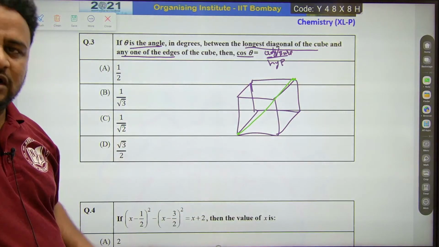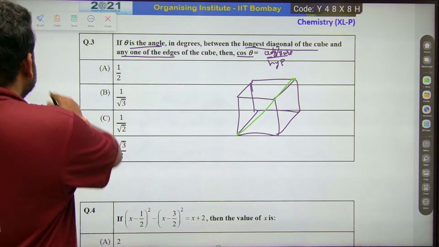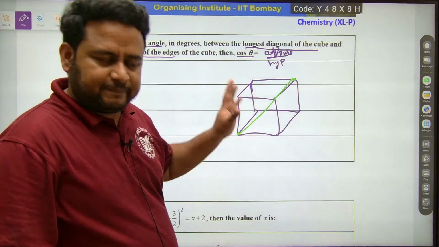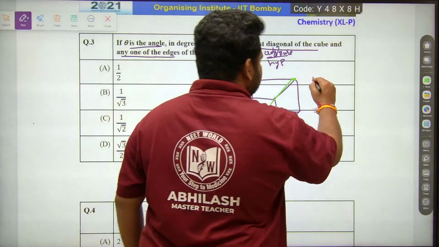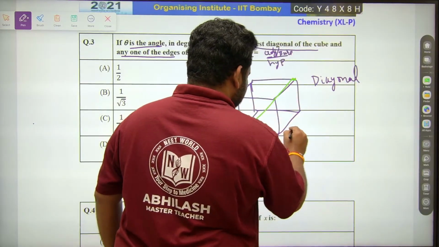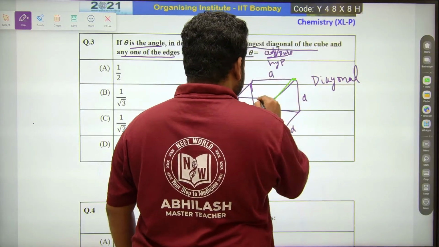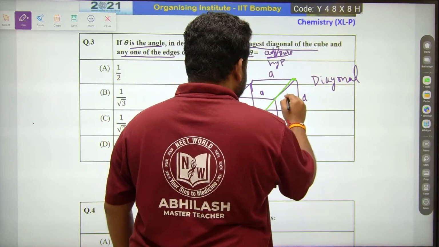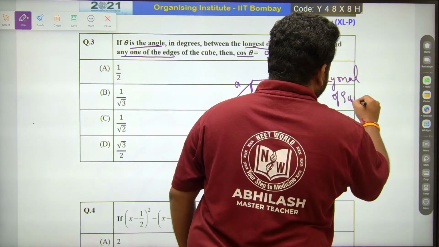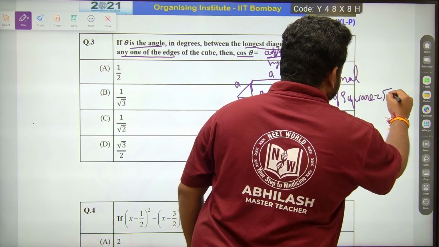The longest diagonal, or the diagonal of a cube, is given by what? Better you remember it. The diagonal of a square is what? Let the side be a, so all the sides are a. Everything will be a. The diagonal of a square is given by root 2 times a.